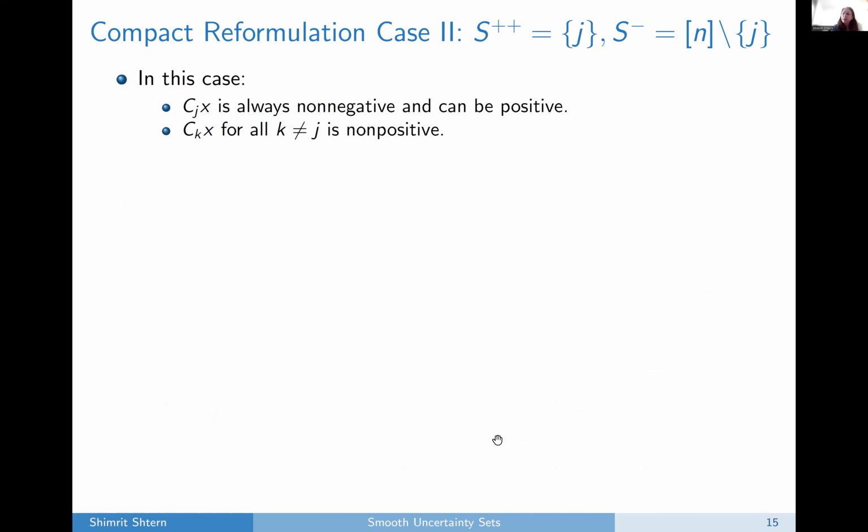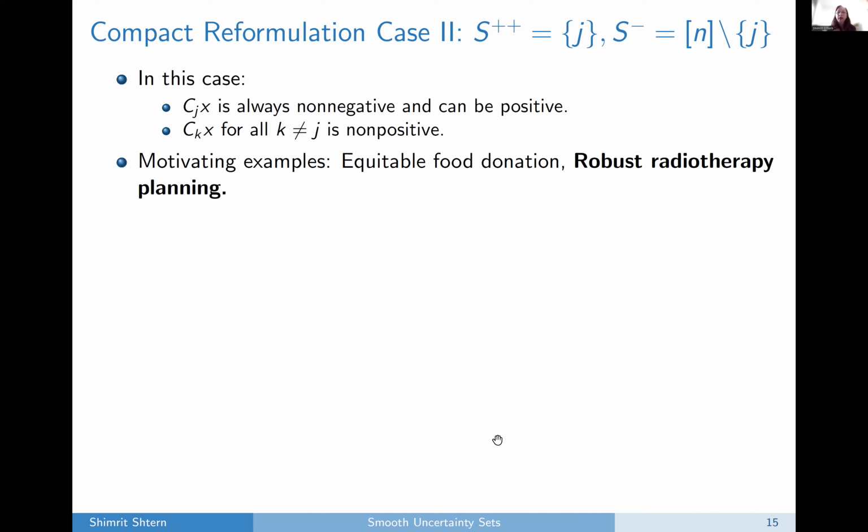The second case for which we have a compact reformulation is the case where S++ has one element and all the other elements are S-. This means that one coefficient is non-negative and could be positive, and all the others are non-positive. Again, we want a motivating example. Why do we care about these kinds of constraints?